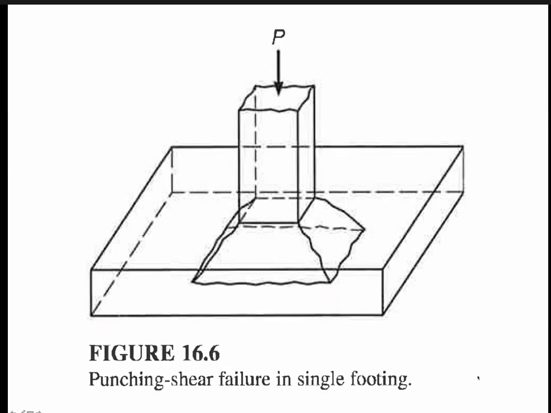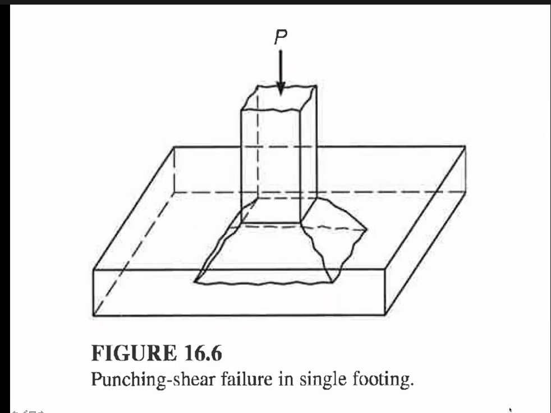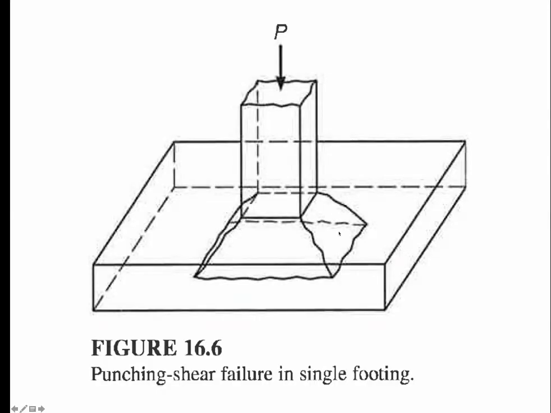Punching shear failure is what would be anticipated to occur for a single footing. I have a square footing shown here with a column, and this would be the anticipated shape of shearing of that column punching through that footing. What we need to do is design the thickness of this footing, the height of the pad, such that this doesn't occur. And that is the task at hand.